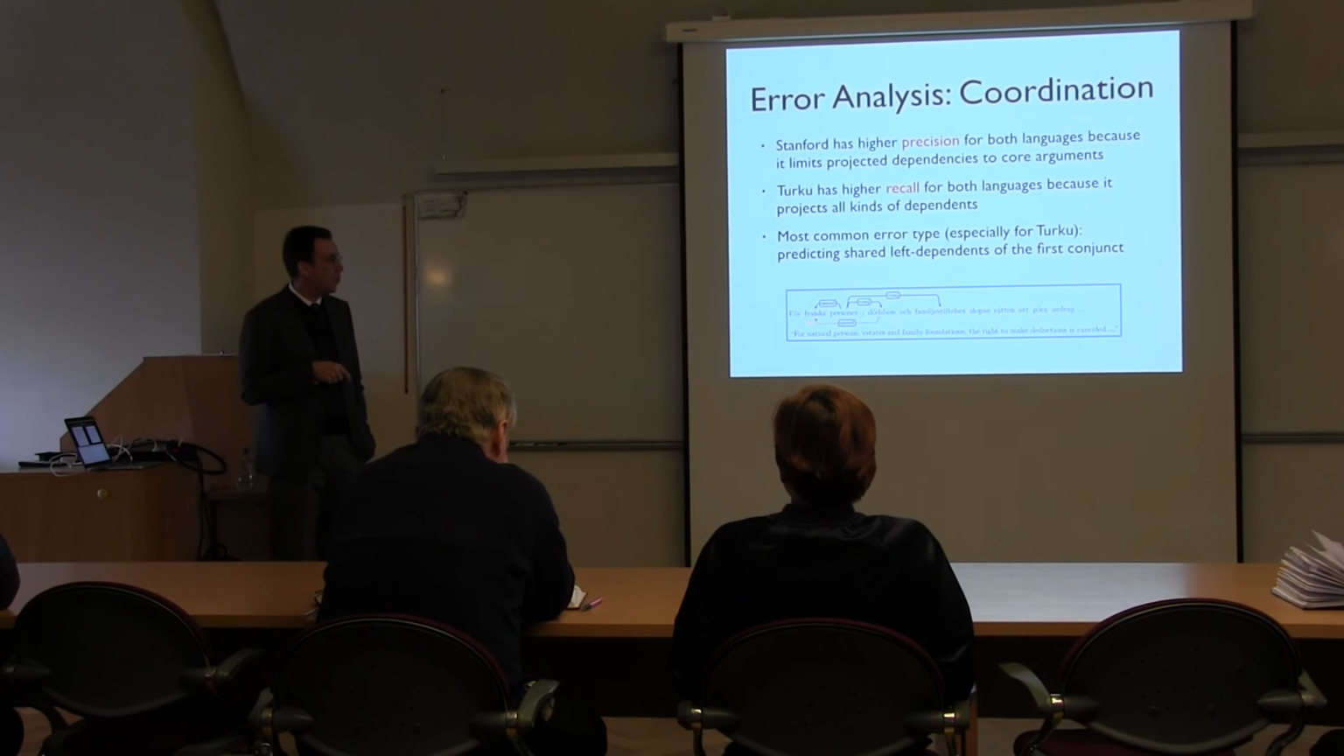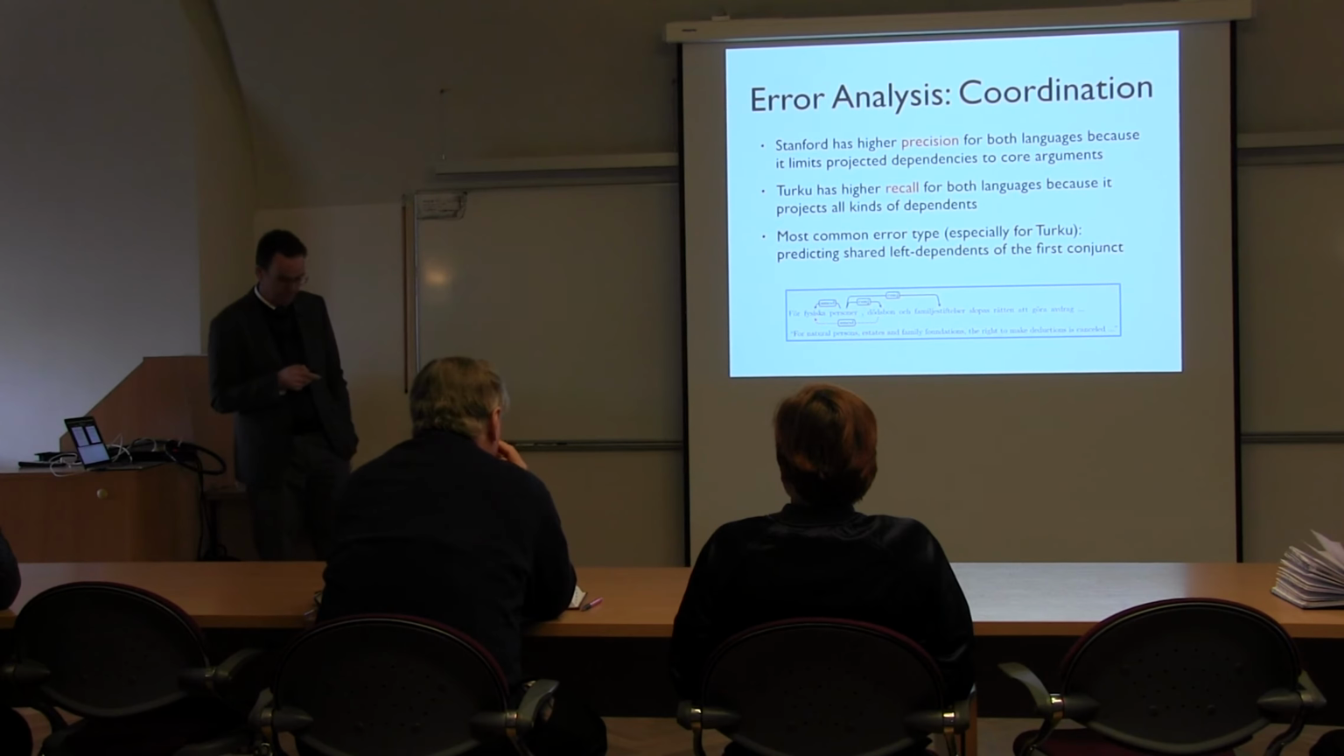So this is more Swedish tax legislation. For natural persons, estates, and family foundations, the right to make deduction is cancelled. Now, natural persons in Swedish are called physical persons. So physical is a modifier of persons here, but it shouldn't be a modifier of estate or family. It's not. We're not talking about natural estates. We're just talking about natural persons, estates, and so on. But the Turku system predicts an added dependency here.